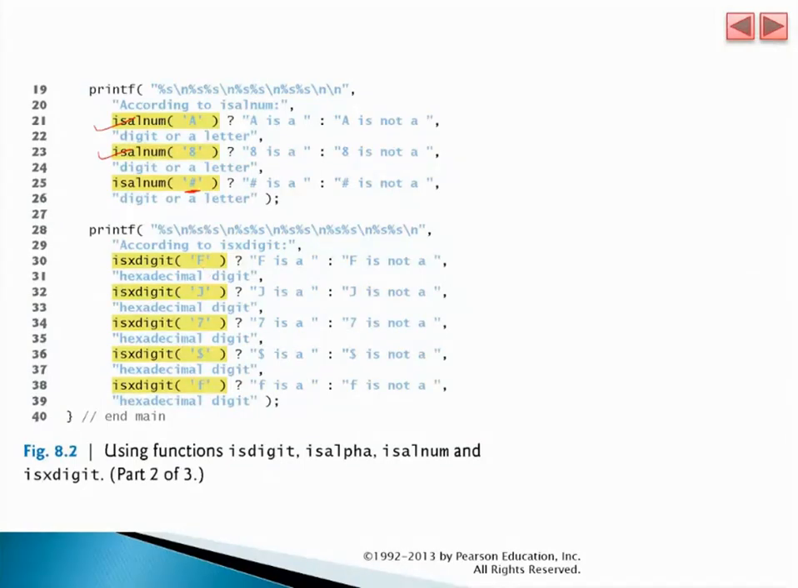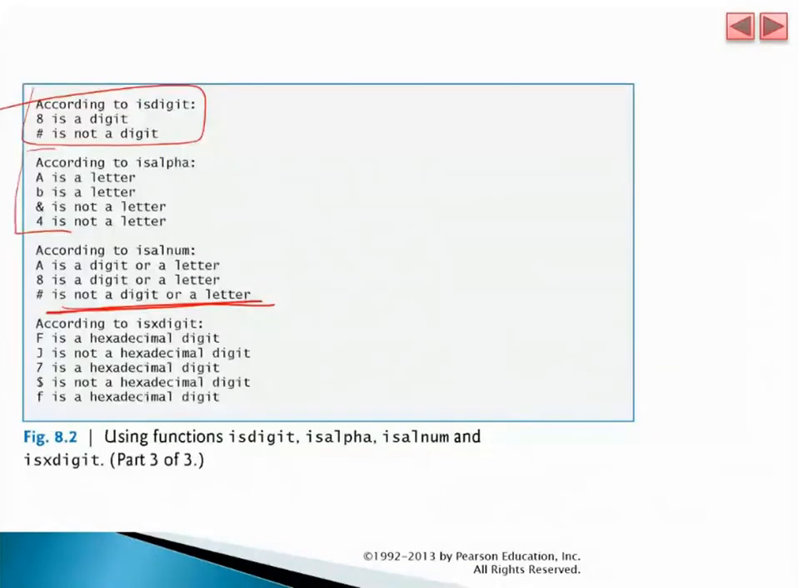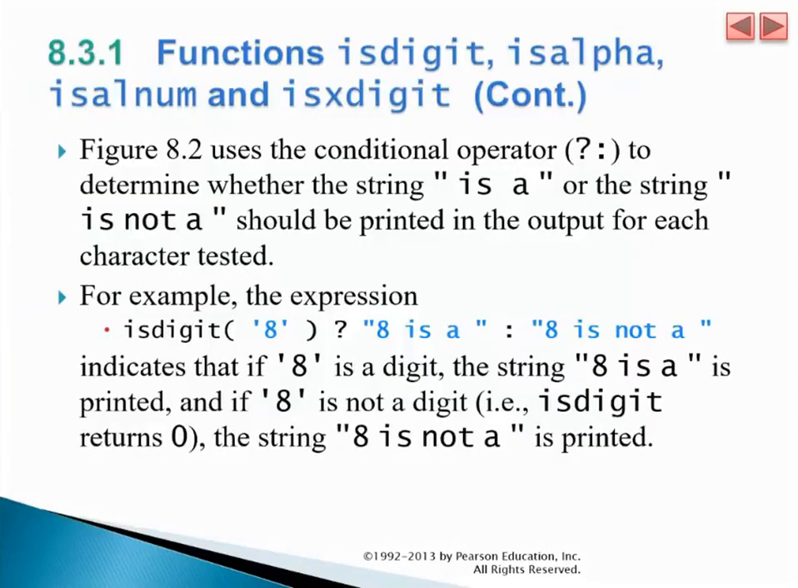If it lies in the range A to F, small a to f, or 0 to 9, then it is a hexadecimal character, otherwise not. Okay, so depending upon the range, you will get the print messages. Right? So this is how all these functions can be used.